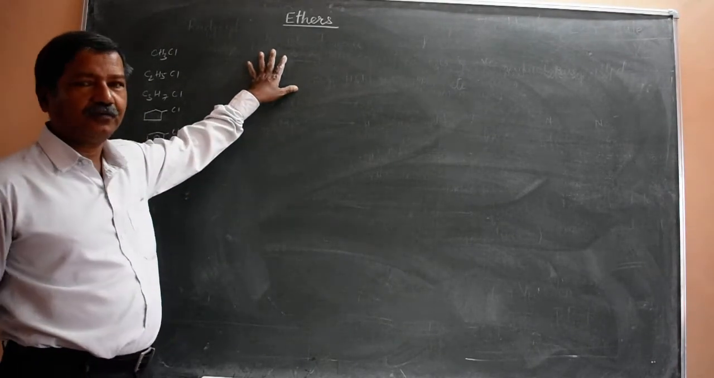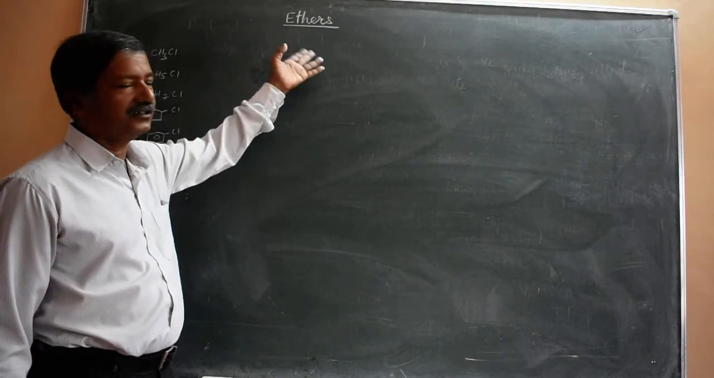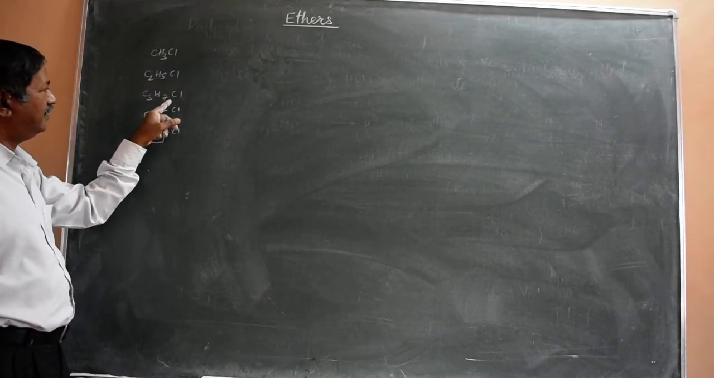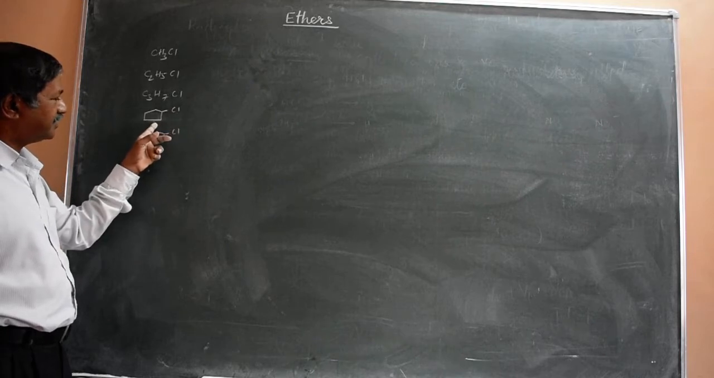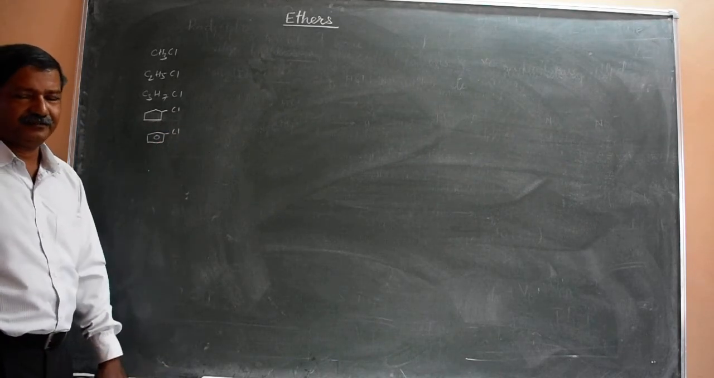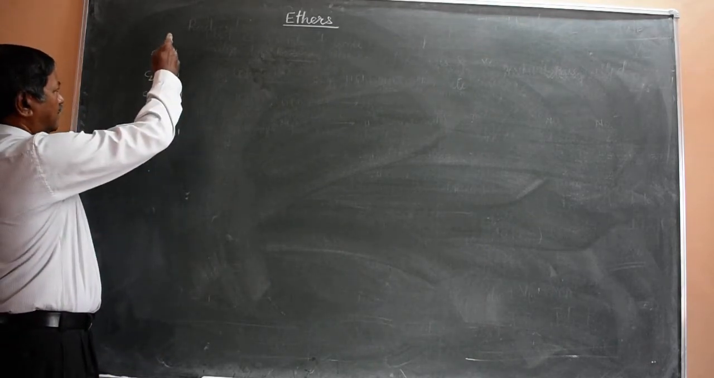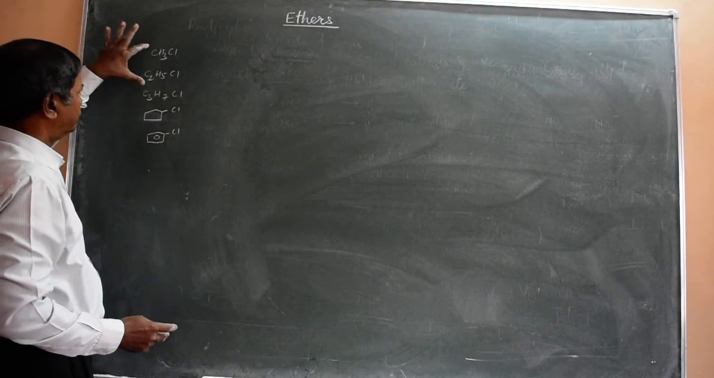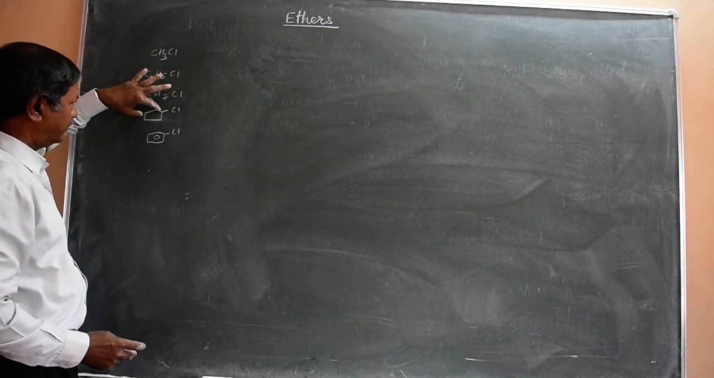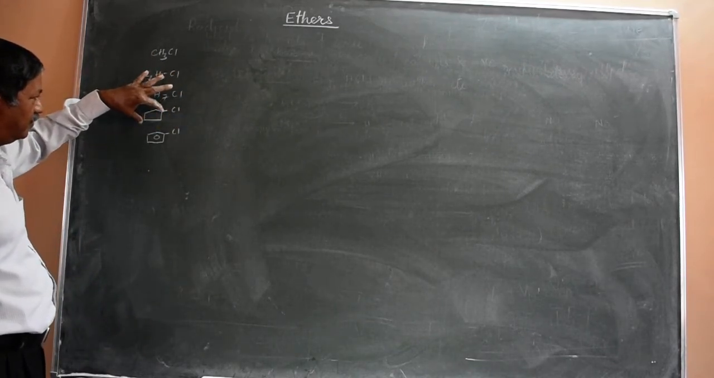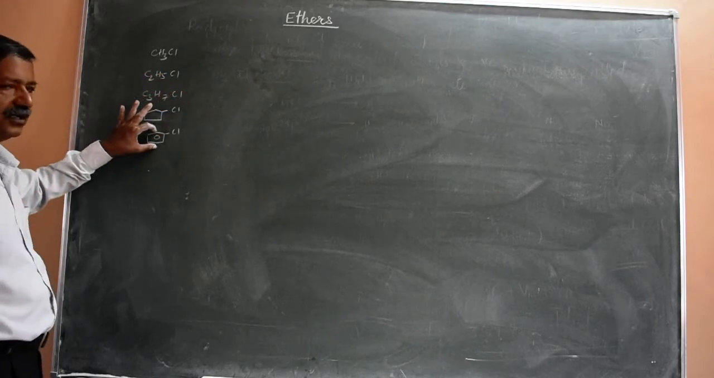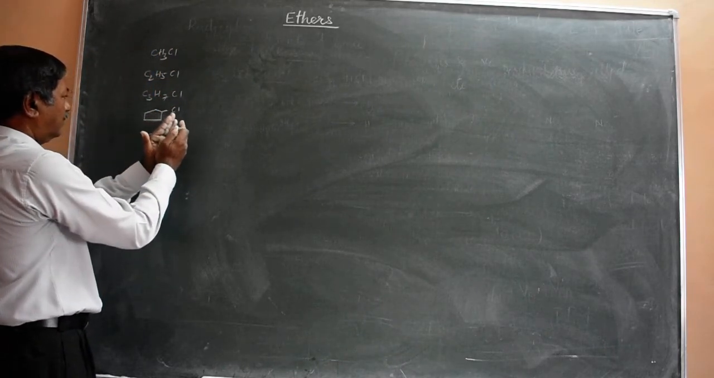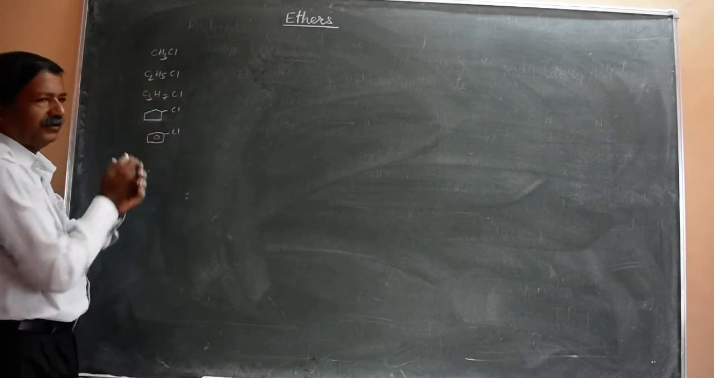Well, the subtopic of organic compounds containing oxygen: ethers. We know this is called chloromethane, chloroethane, chloropropane, chlorocyclopentane, chlorobenzene. These are chloro derivatives of alkanes, chloro derivatives of cycloalkanes, chloro derivatives of aromatic hydrocarbons. In other words, all these are chloro derivatives of hydrocarbons.